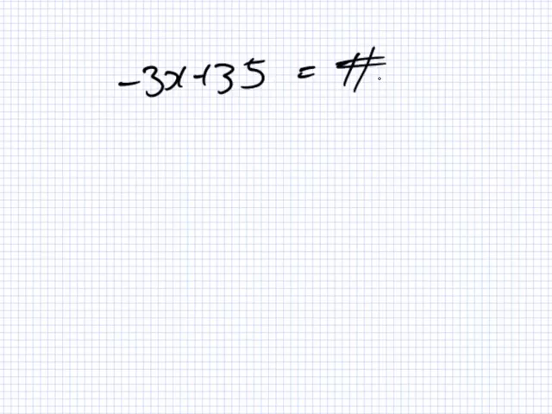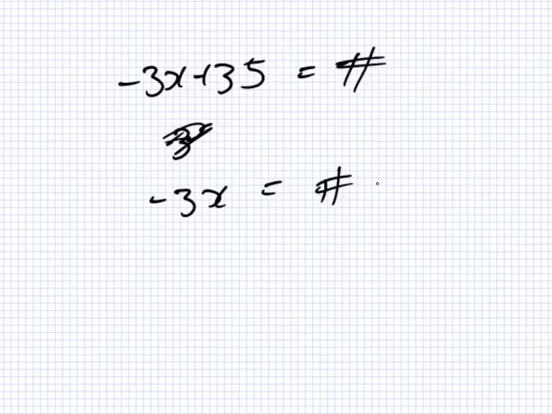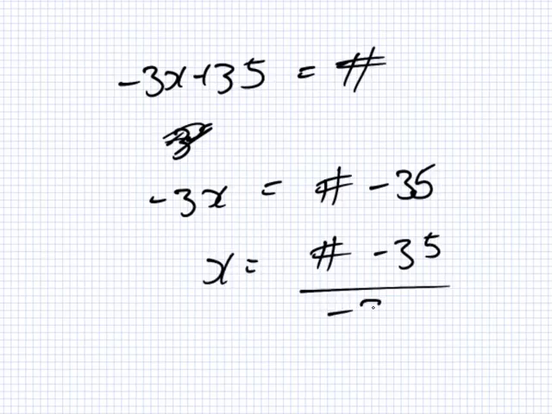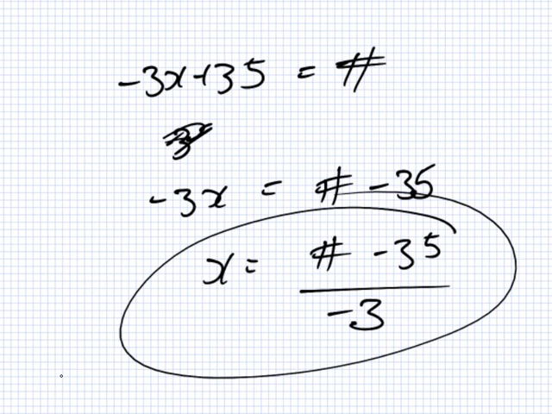Now, if I just go to the side for a moment, we have minus 3x plus 35 equals some number, and we want the x. So we can say minus 3x equals the number minus 35. So then x equals the number minus 35 divided by minus 3. So if we do that, we can get the x.